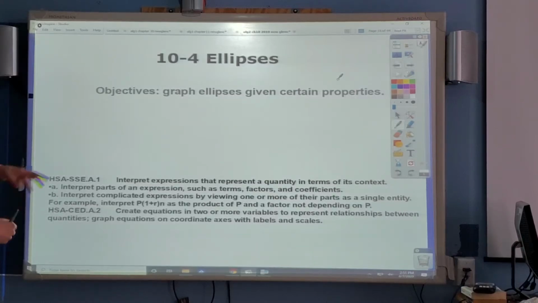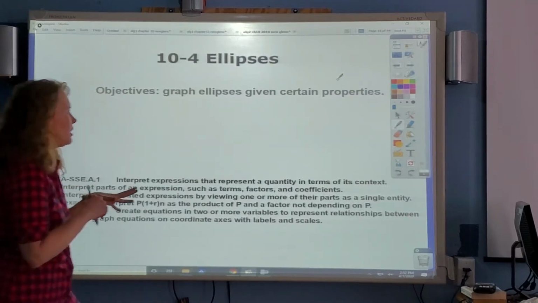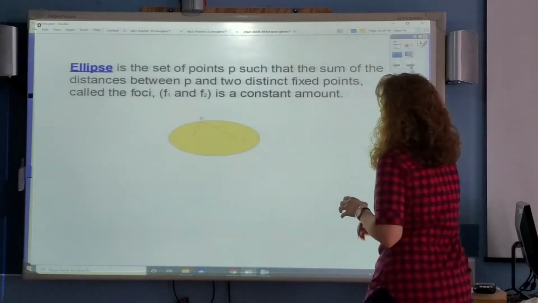Section 10.4, ellipse. We're going to talk about how to graph an ellipse. We're going to give you the general form for the standard of graphing an ellipse. So we're going to talk about those little parts so that you know how to put that on a graph. Let me give you your definition for ellipse.